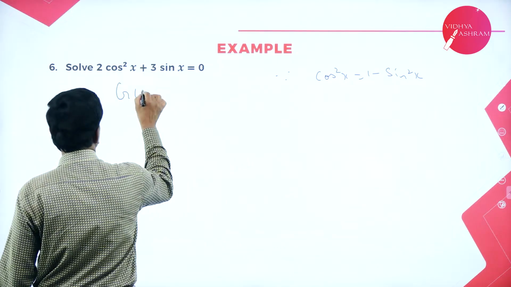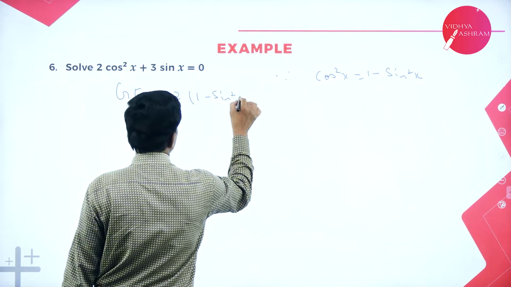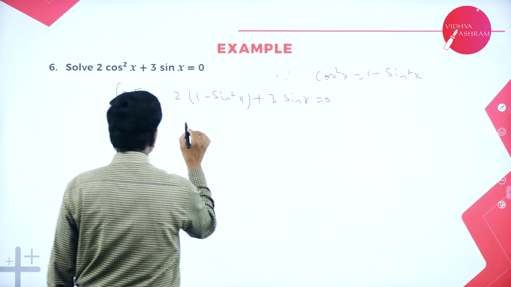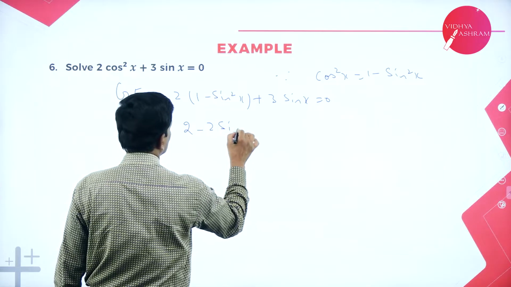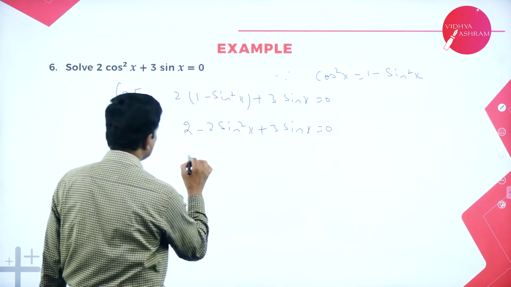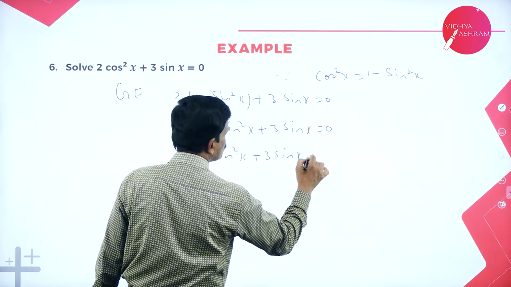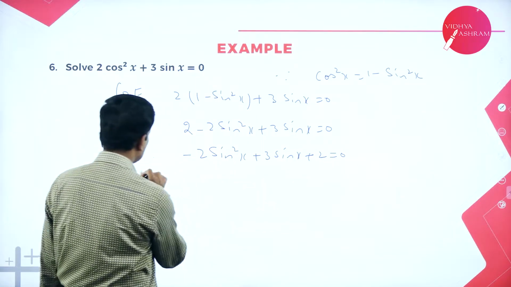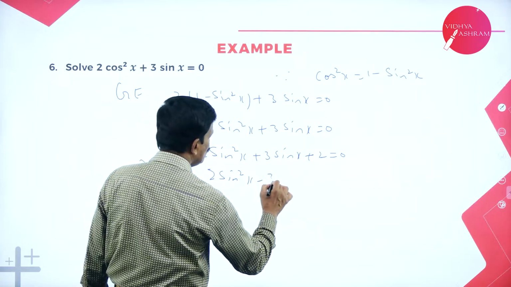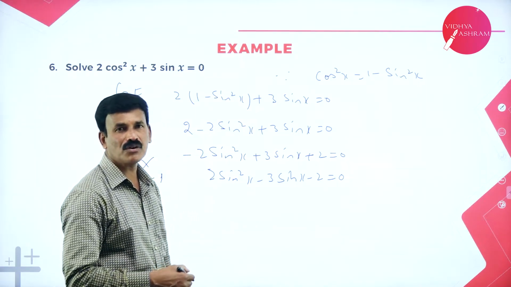So, the given equation can be written as 2 into cos square x is 1 minus sine square x plus 3 sin x is equal to 0. Multiply by 2: 2 minus 2 sine square x plus 3 sin x is equal to 0. Put it in order: minus 2 sine square x plus 3 sin x plus 2 is equal to 0. Multiply by a negative sign, and we will get 2 sine square x minus 3 sin x minus 2 is equal to 0. This is a quadratic equation.